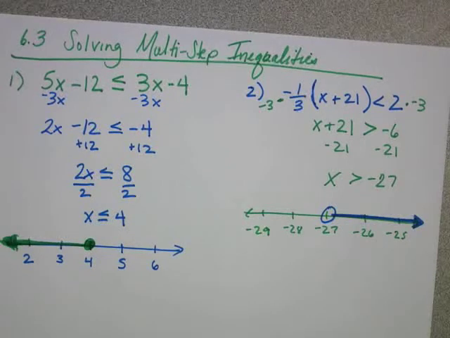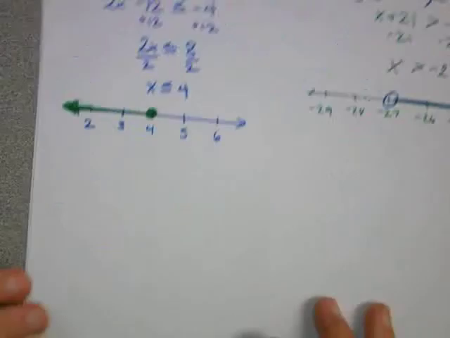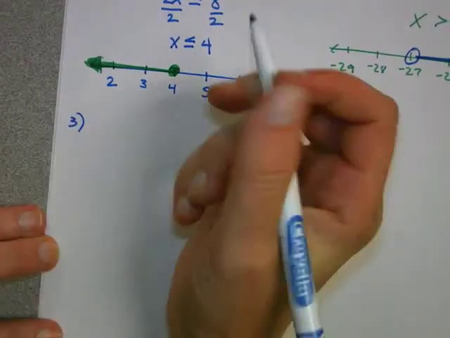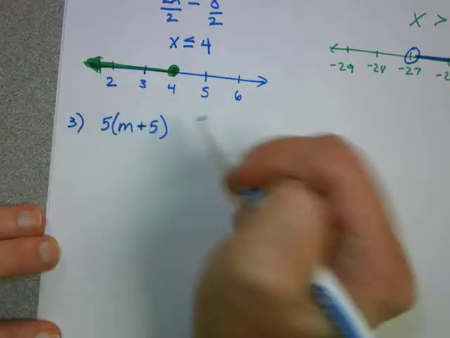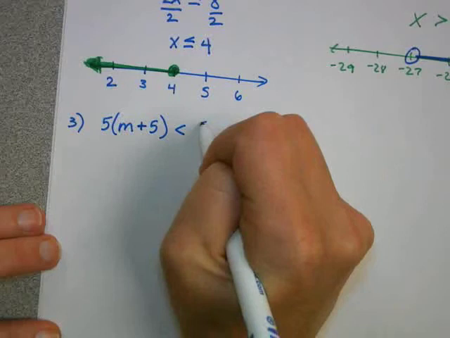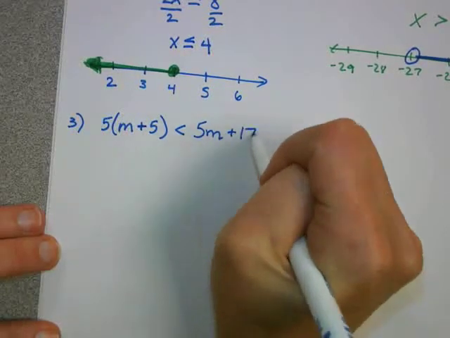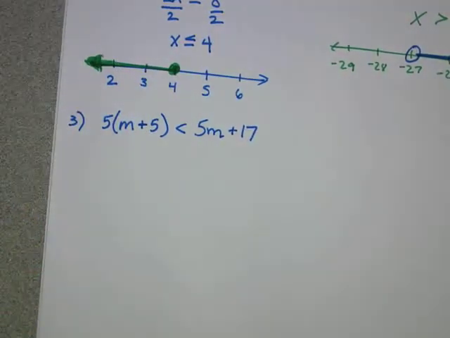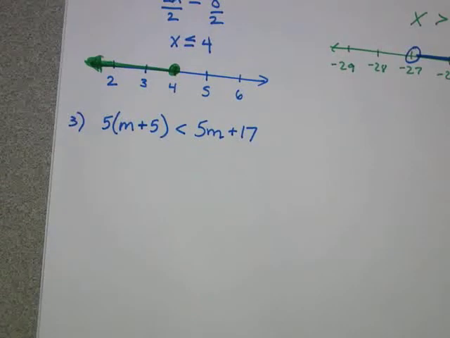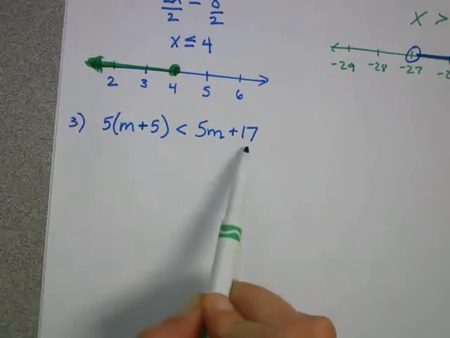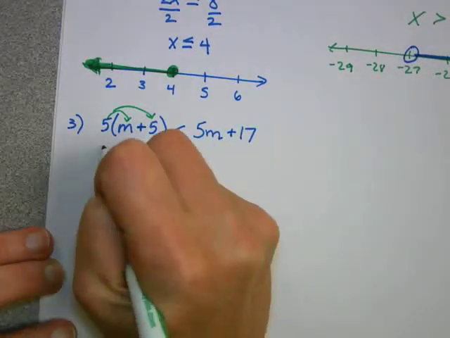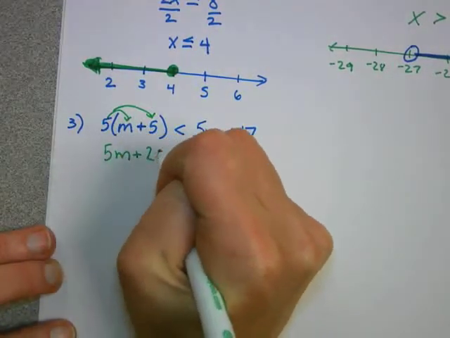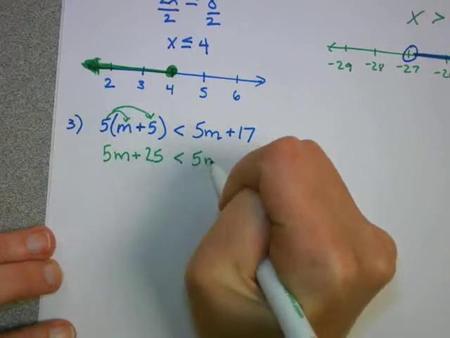Okay, so let's talk about when some crazy things can happen. So let's look at number 3 here. I'm going to have 5 times the quantity of m plus 5, which is less than 5m plus 17. So the first thing I need to do here is probably distribute. You may say, hey, I could divide by 5, but I'm going to end up with a decimal over there, and I don't want to deal with that. So I'm going to distribute the 5 through to both of those. So it becomes 5m plus 25 is less than 5m plus 17.